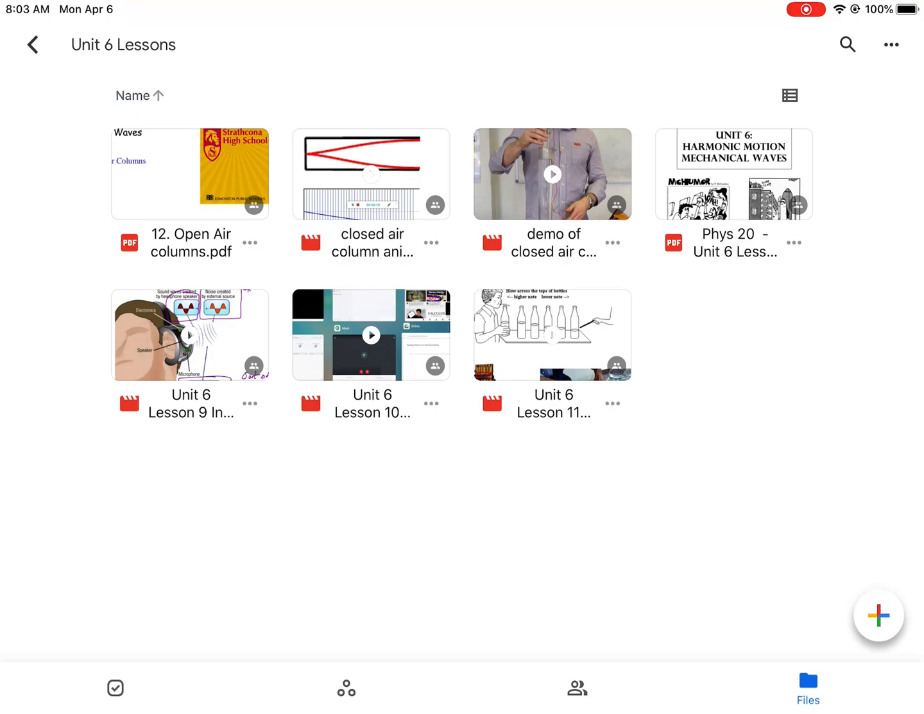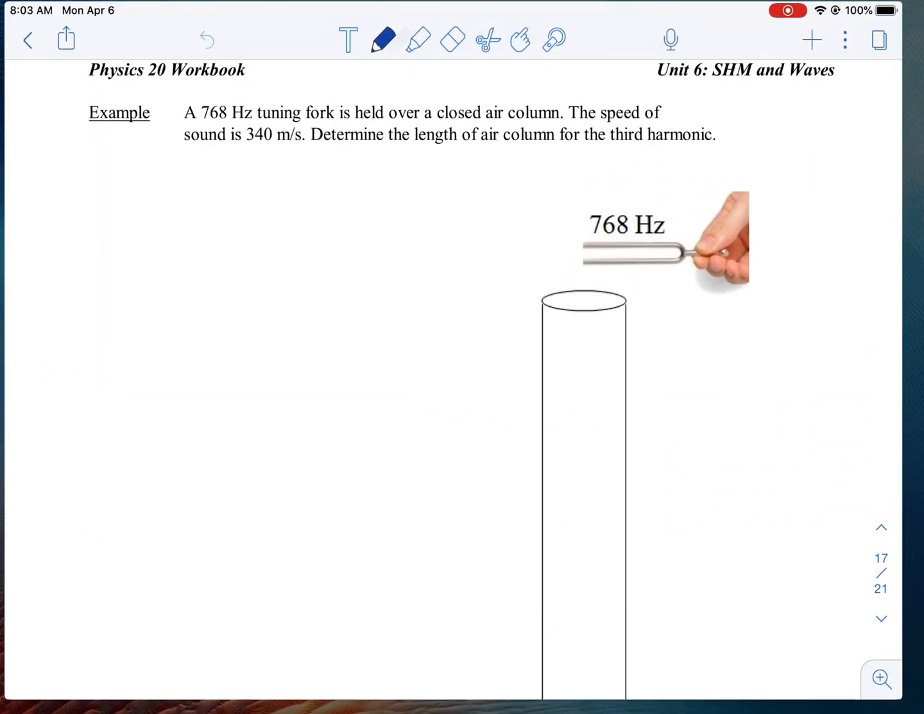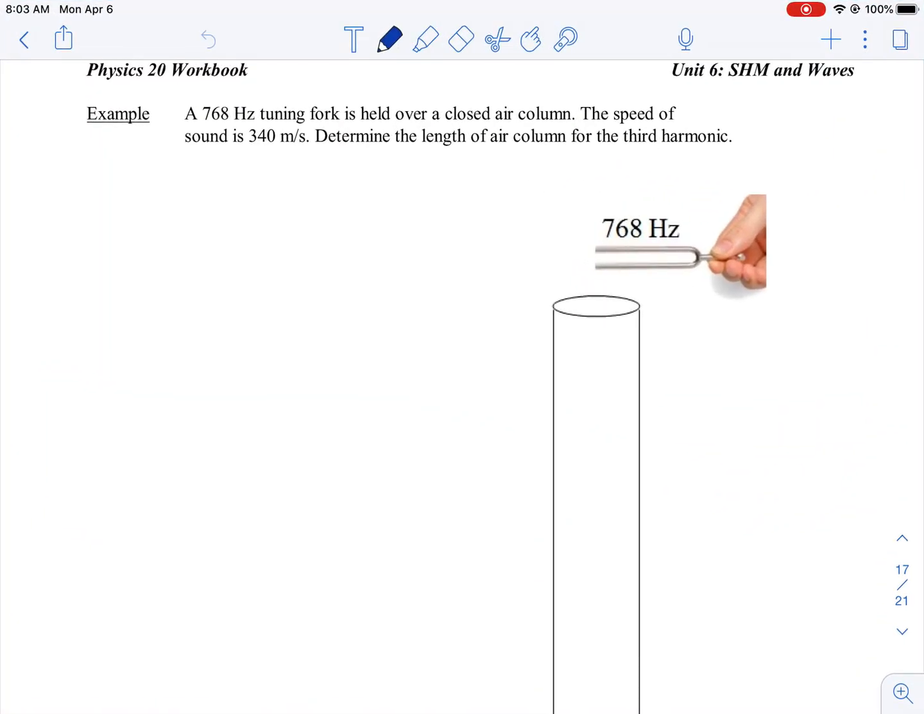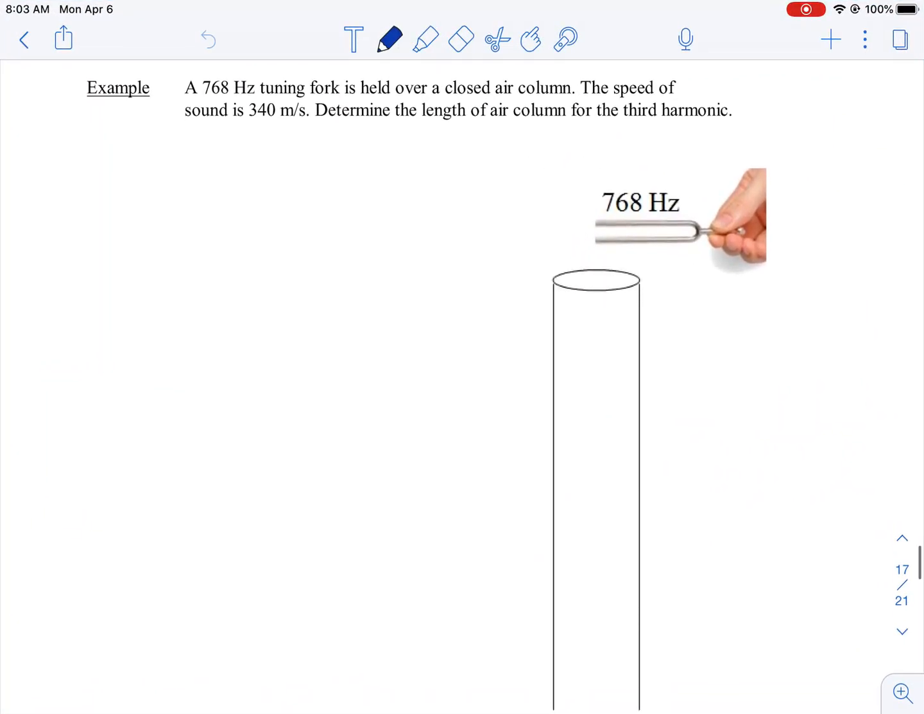I apologize for the low volume there, but hopefully you guys were able to hear what he was trying to get across. And I'm going to demonstrate this as well in our next example. So let's go over to it. All right, so here's our example, and I encourage you guys to write this example down first, then we can go through this together.